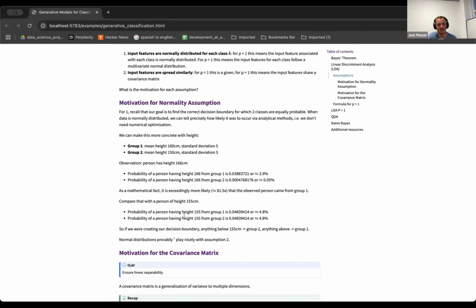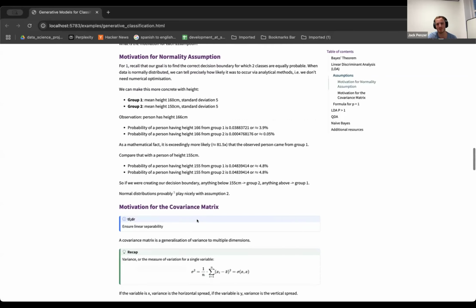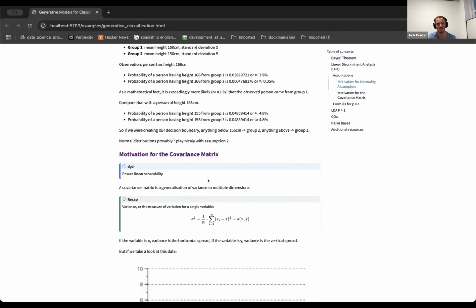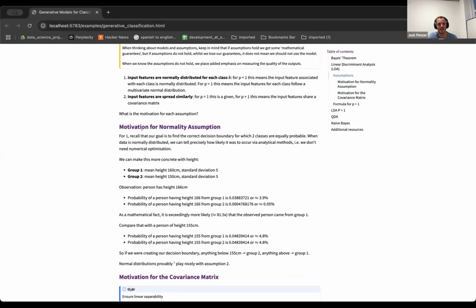There is another thing that you can prove: if stuff is normally distributed, and the groups also share their covariance matrix, then the decision boundary is linear. But as ever, that's so easy to show that it will be left as an exercise to the reader. And we move on to the motivation for the covariance matrix. At this point, does this help motivate it? As a concrete example, is this helpful to think of?